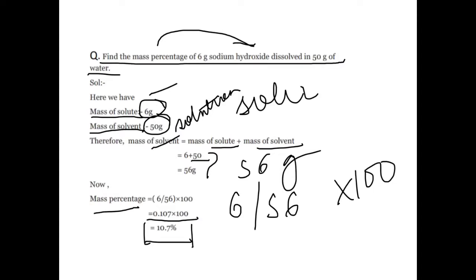Such type of questions are very easy, and very interesting also. You just have to know the mass of the solute, solvent or solution, and then divide and multiply with 100 and you will get the answer. It's very easy. Now let's move on to the next question.